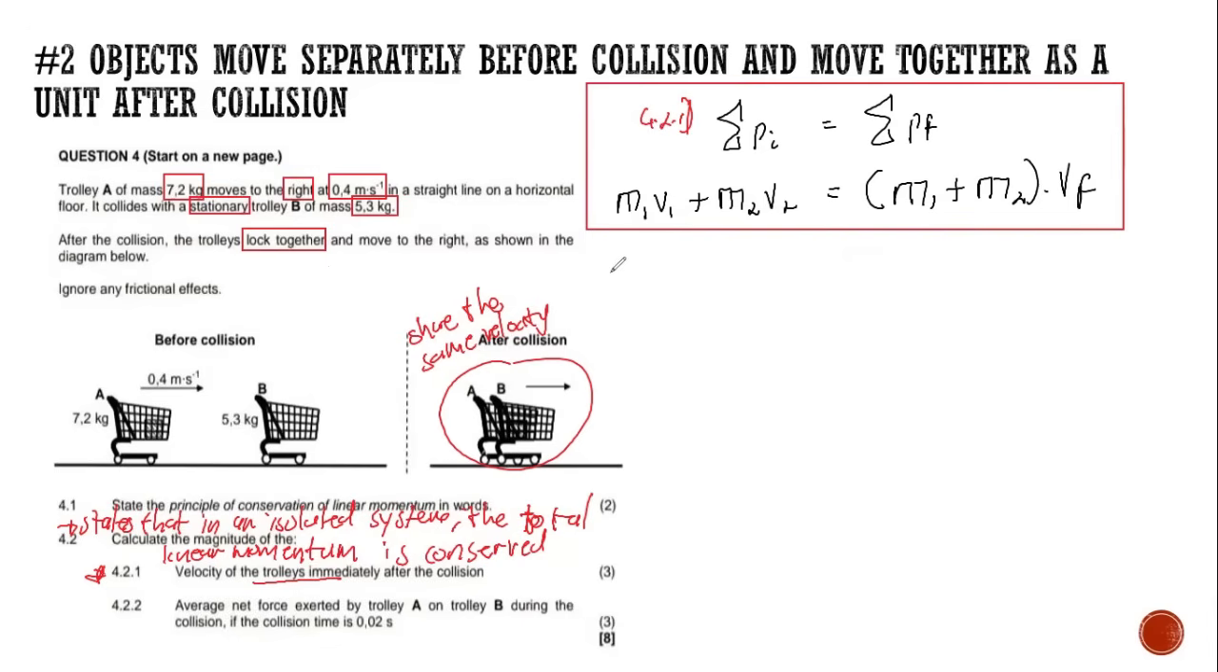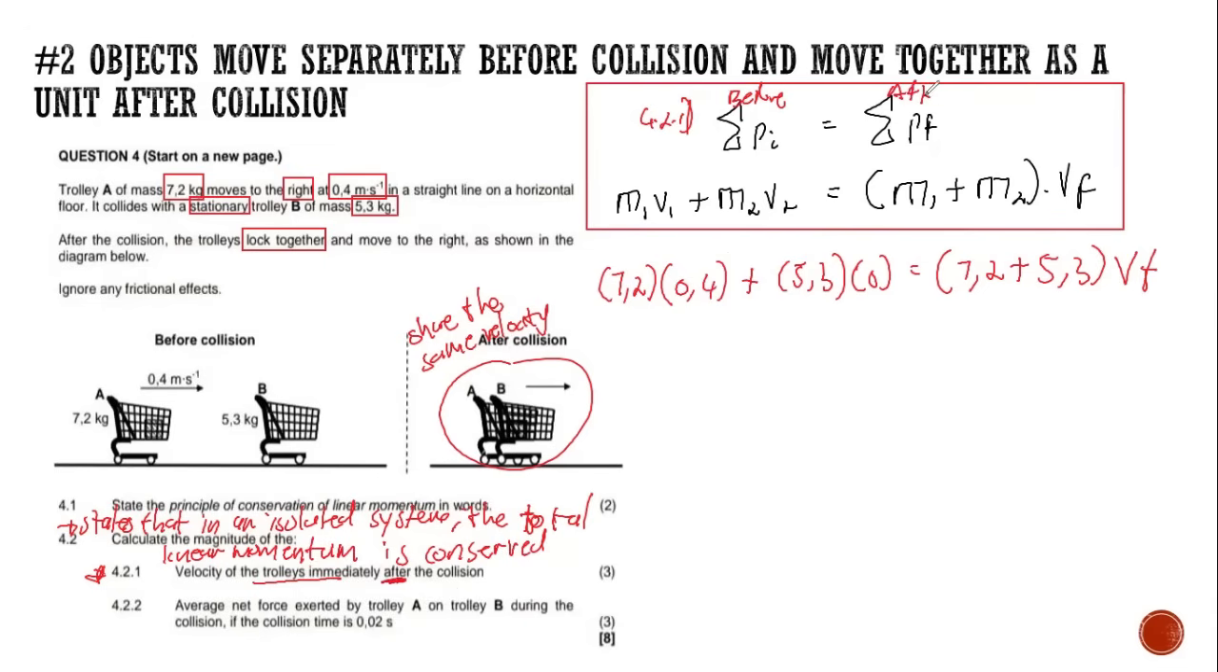Now from here, this is how you deal with this question. What is mass 1? As we can see, it's 7.2. And then the velocity, that's 0.4. And then we have mass 2, which is 5.3. But they said trolley B was initially stationary, so this is 0. And then that means 7.2 plus 5.3, and the velocity that we are trying to calculate is vf, which is the velocity after the collision. Note that this is before the collision for initially, and this is after the collision for final, right? So that means we're going to have 7.2 multiplied by 0.4.